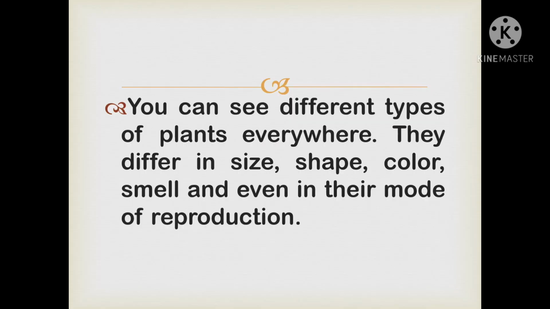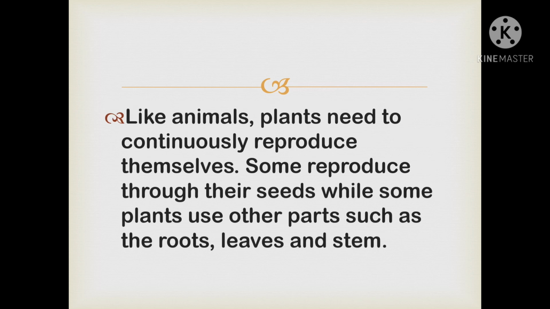So you can see different types of plants everywhere. They differ in size, shape, color, smell, and even in their mode of reproduction. Like animals, plants need to continuously reproduce themselves. Some reproduce through their seeds, while some plants use other parts such as the roots, leaves, and stem.